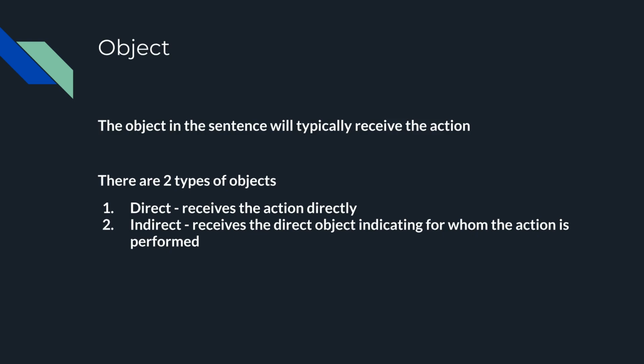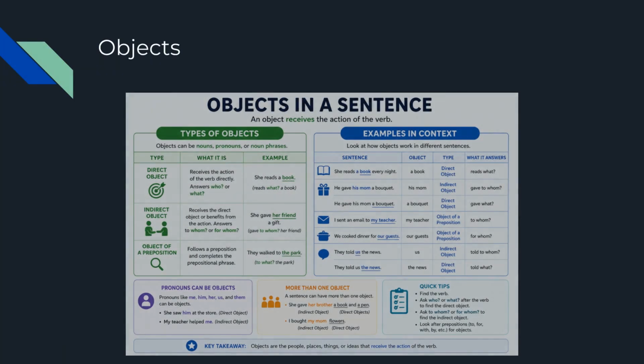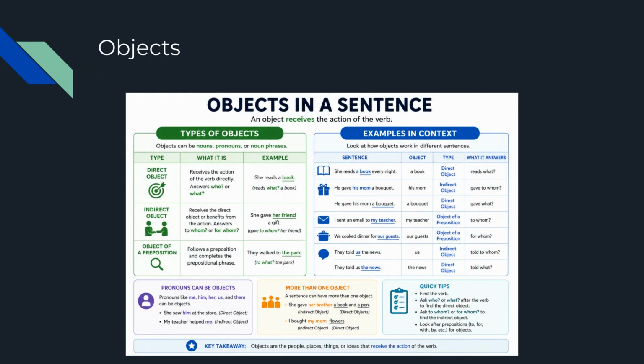There are two types of objects: direct objects, which receive the action directly, and indirect objects, which receive the result of the action. For now, just focus on identifying what receives the action in a sentence. Objects can be nouns, pronouns, or noun phrases. This chart provides examples of different types of objects, including the object of a preposition, and shows how they function in various sentences. Note, similar to how subjects can be plural, objects can also be plural. There can be multiple people or things that can receive the action.